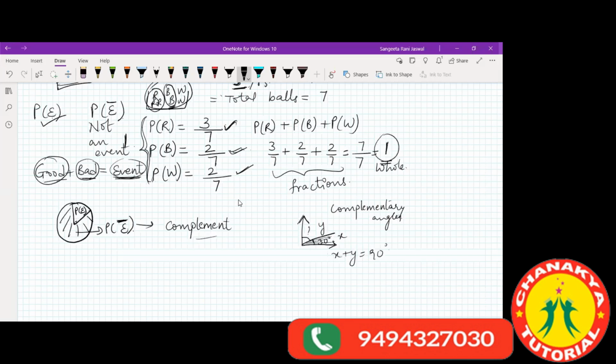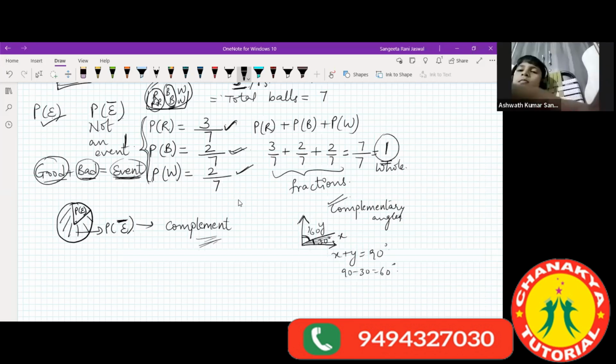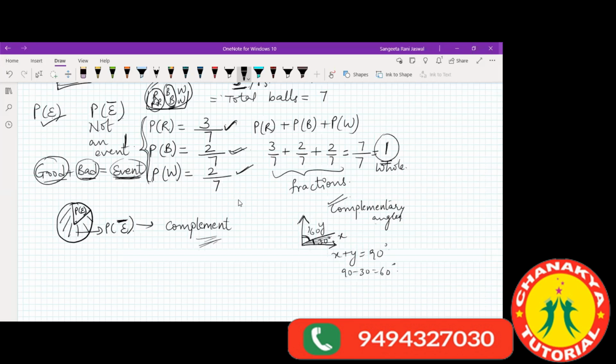That same concept is applied here also. If this angle is 30 degrees, what is the complement of this? 60 degrees, because 90 minus 30 is 60. You have not studied complementary angles in your junior class? Okay, the same thing applies here, which is complementary to the given. If P of E is the event, then P of E bar is called the complement of an event.